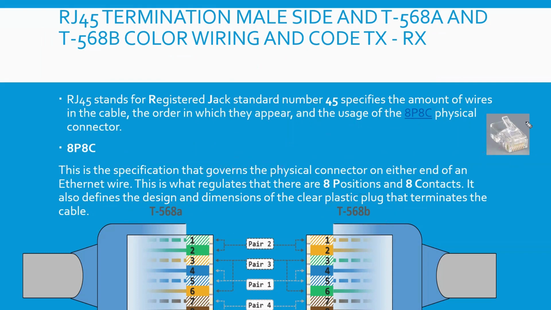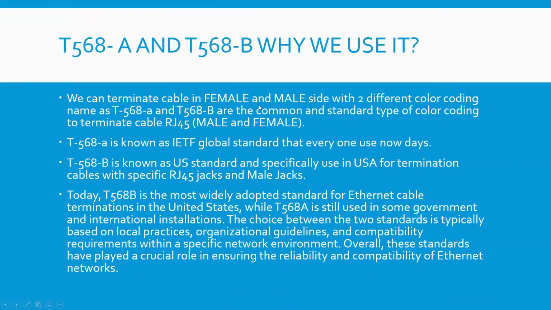So the good practice is to terminate symmetrically on both sides: A and A, B and B. So we can terminate cable on the female and male sides with two different color codings, and I explained that, right? A and B are the common standard types. T568A is the non-US, global standard everyone uses nowadays, and T568B is known as the US standard, used in the USA for terminating cable with specific RJ45 jacks and male jacks. So B is only for the USA, and A is used globally by everybody, internationally.